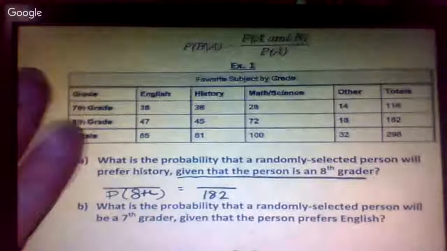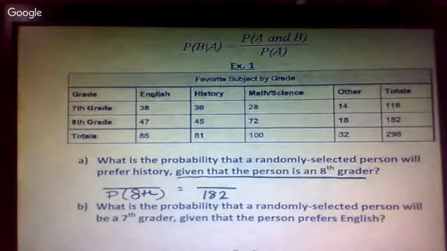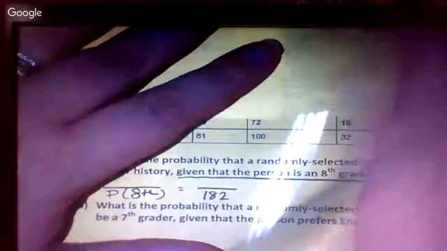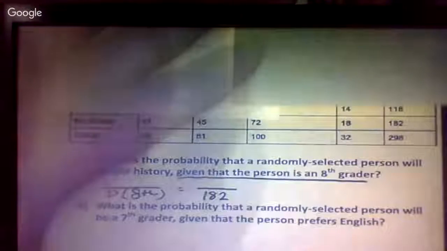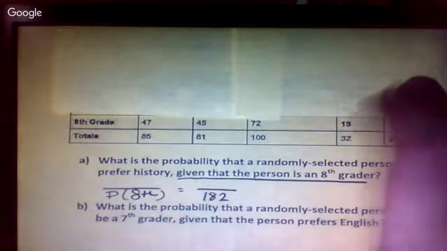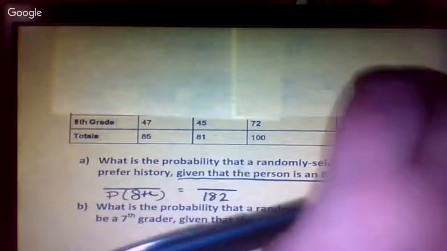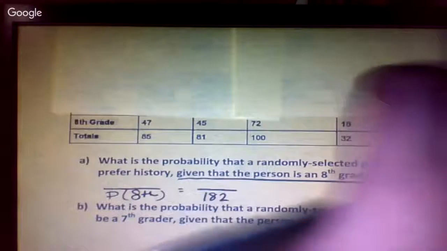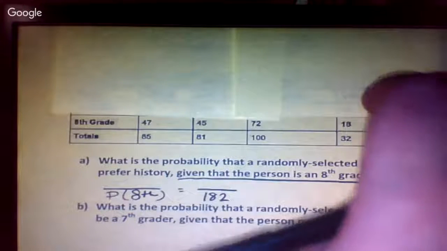So with this being conditional probability, now that we're looking at 8th graders, I'm only looking at this line. Now that you've given me that condition, I don't care about the 7th graders or anything about them. I'm only concerned about this line that's in the 8th grade.